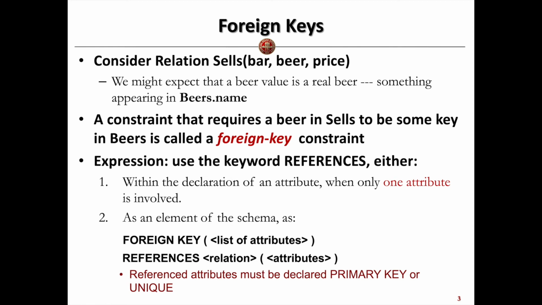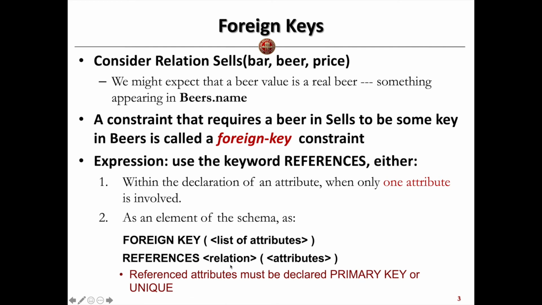When we define a sales table, right? And at the end, we can add one more row, a foreign key. Inside it, we have a parenthesis. Inside the parenthesis, we have a bunch of attributes to be declared as a foreign key, right? And we need to use the references as the expression keywords, reference to some relations, as well as their specific attributes. And this referenced attribute must be declared as a primary key or unique in this referred relation.